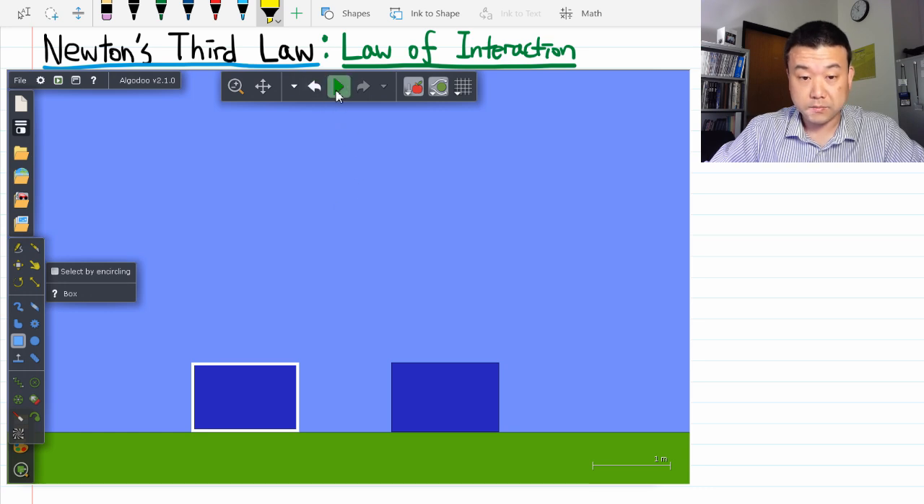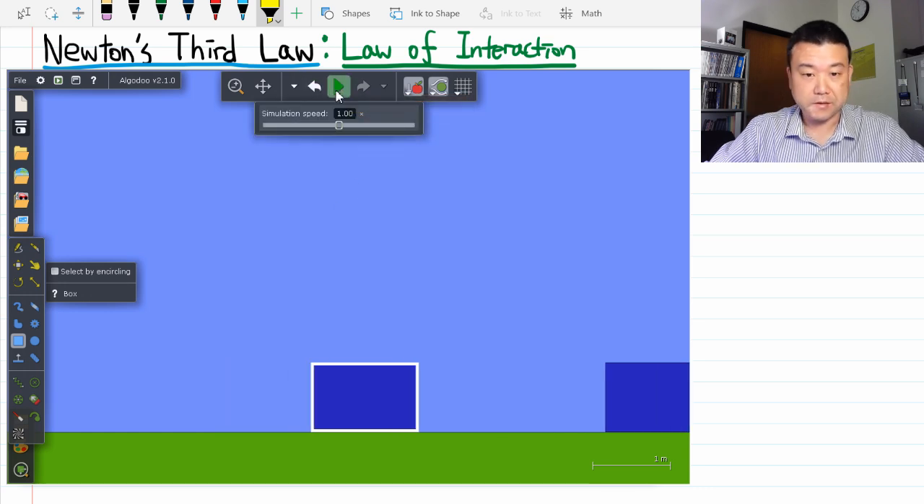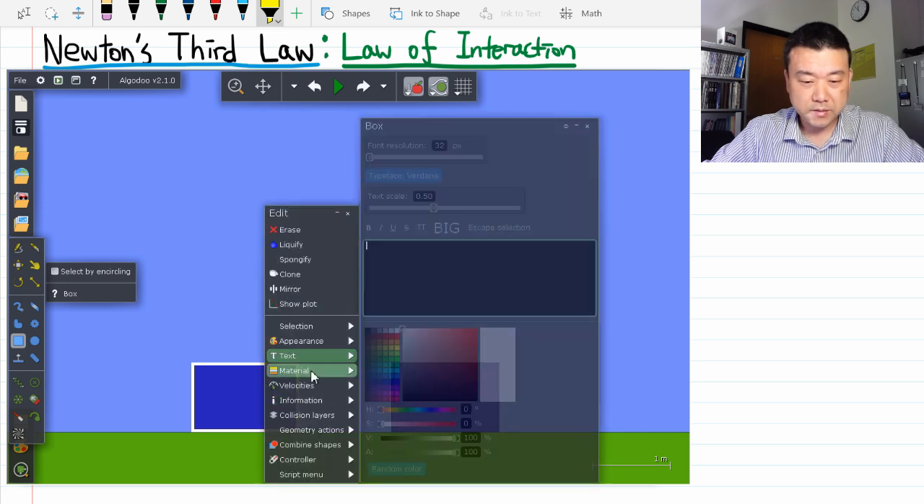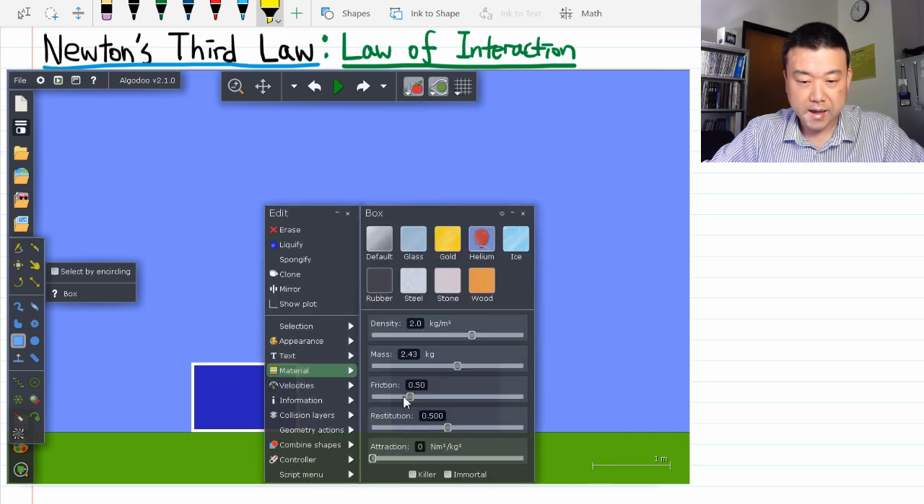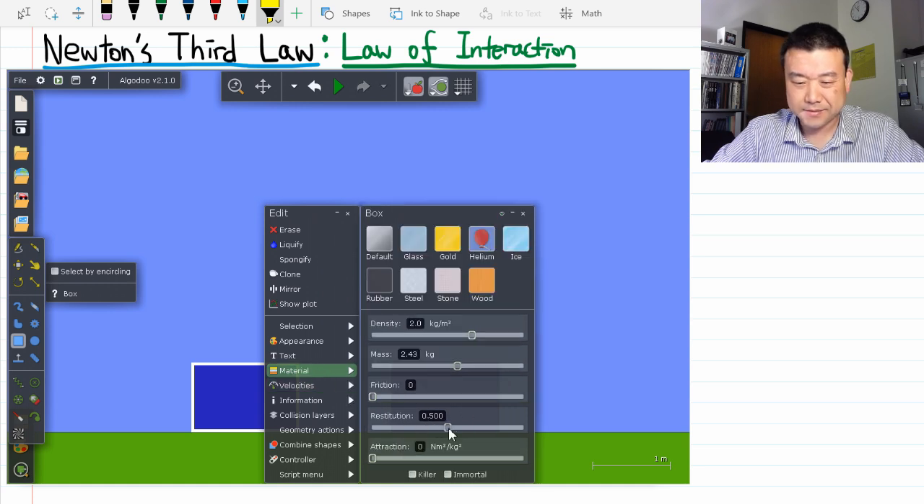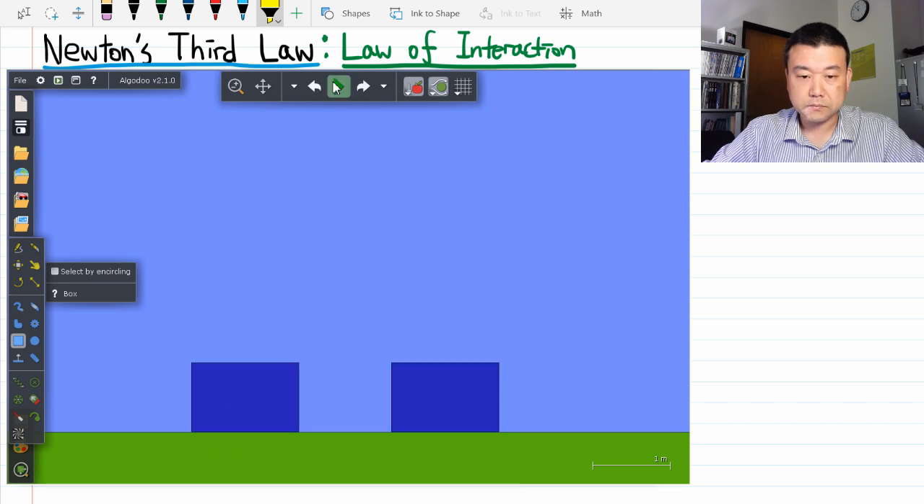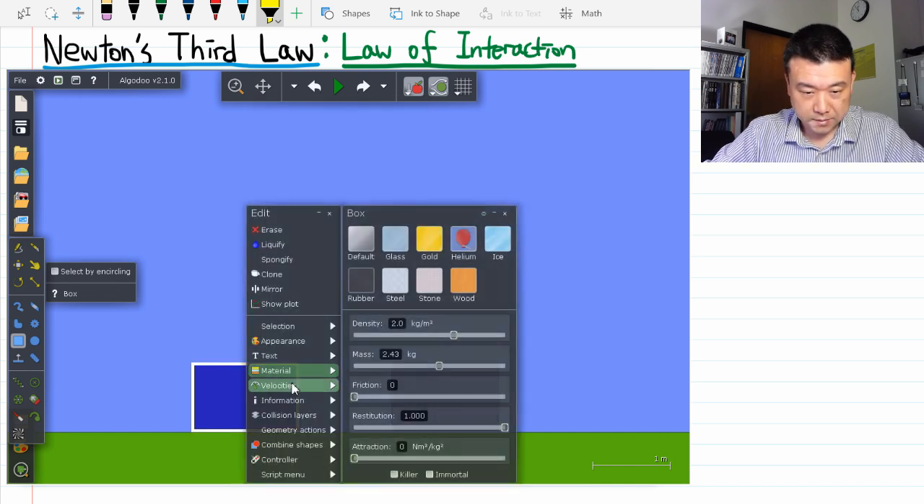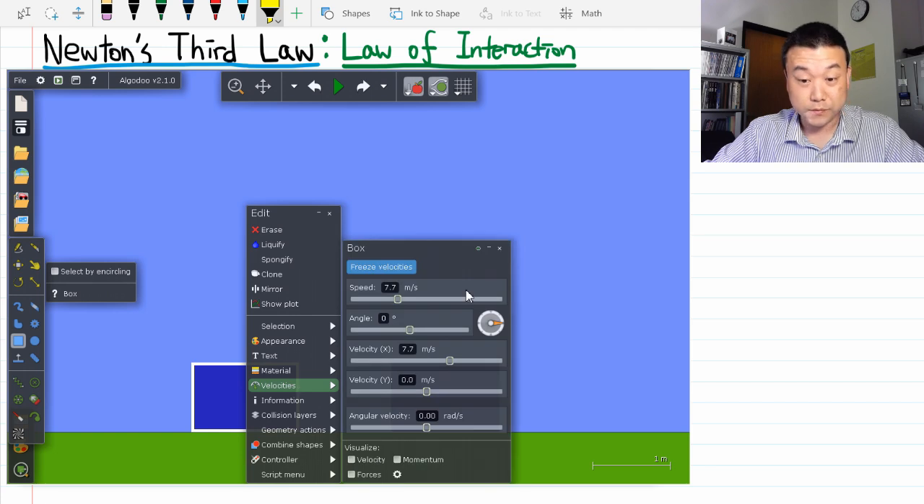And when I start the simulation, that's what you see. All right, let me do a couple of things that are going to make things easier for me. I'm going to make these boxes frictionless and elastic. It makes them ideal in some sense. It makes the descriptions easier. And let me slow down the simulation speed so that I have some time to talk. All right, double check that one of these boxes has some initial velocity, so they move.